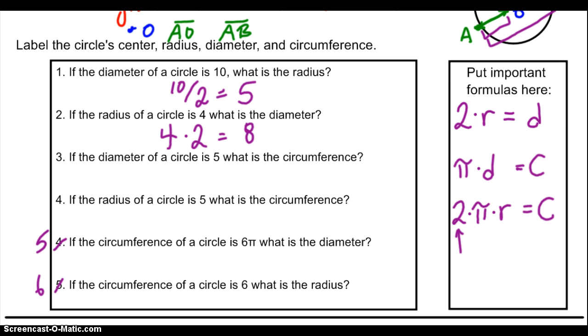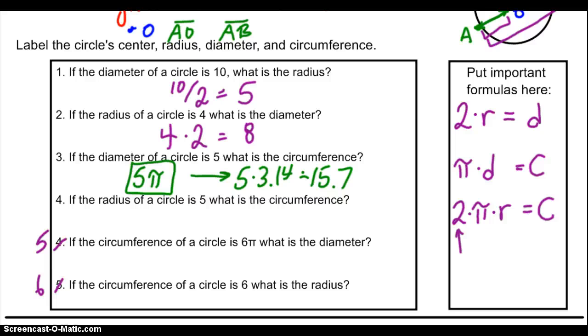Number 3. If the diameter of a circle is 5, what is the circumference? Well, all you've got to do is take the diameter, 5, and multiply by pi. A lot of times we'll actually leave our answer just like this, 5 pi. We call that exact form or pi form. We could also do that in terms of a decimal. We do 5 times 3.14. And let's see, 5 times 3.14 gets us 15.7.